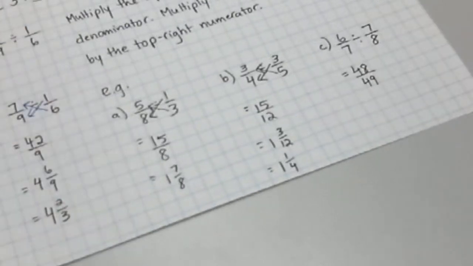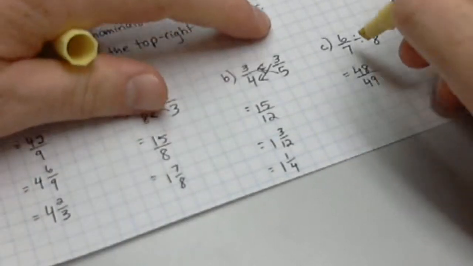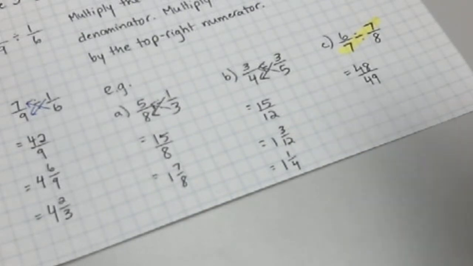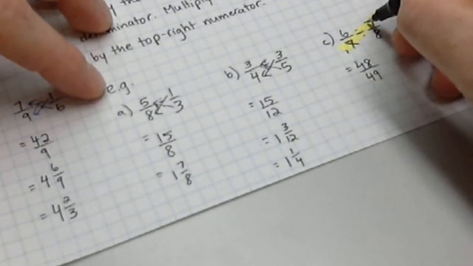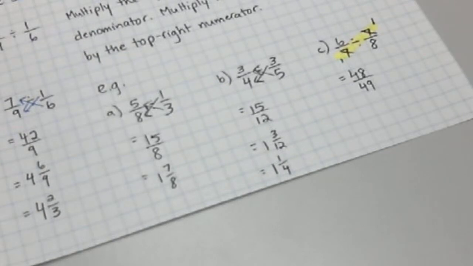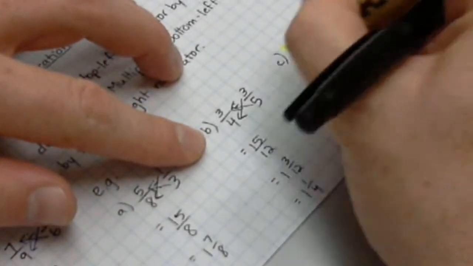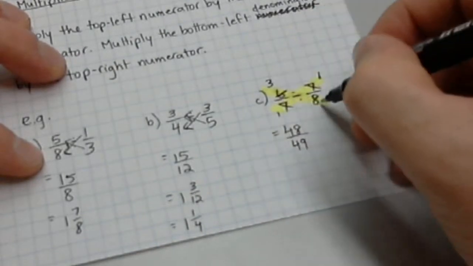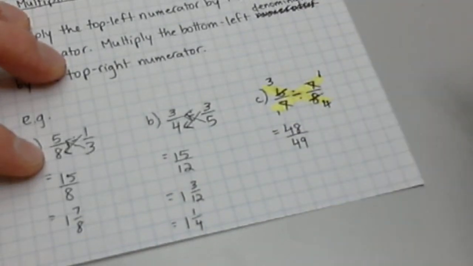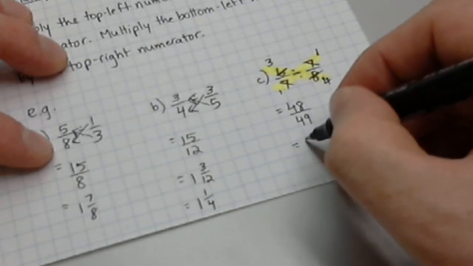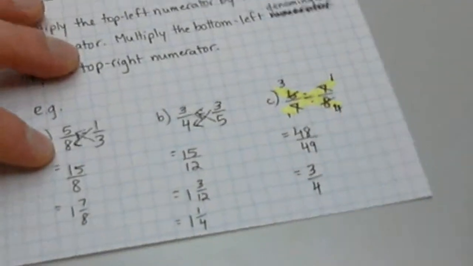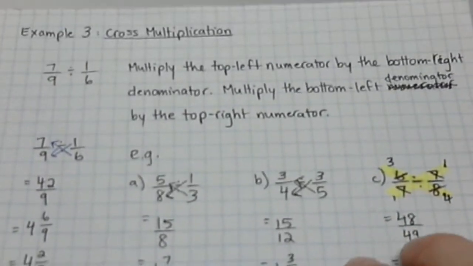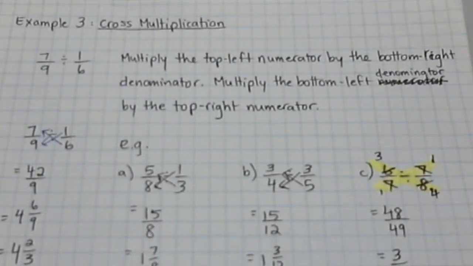You can also say, hey, I can do some cross cancellation here, because I see these two 7s. And so 7 divided by 7 is 1, 7 divided by 7 is 1. Goes the other way as well. 6 and 8 have a common factor of 2. And so 6 divided by 2 is 3, and 8 divided by 2 is 4. And so that actually just simplifies down to 3/4. Bang, done.